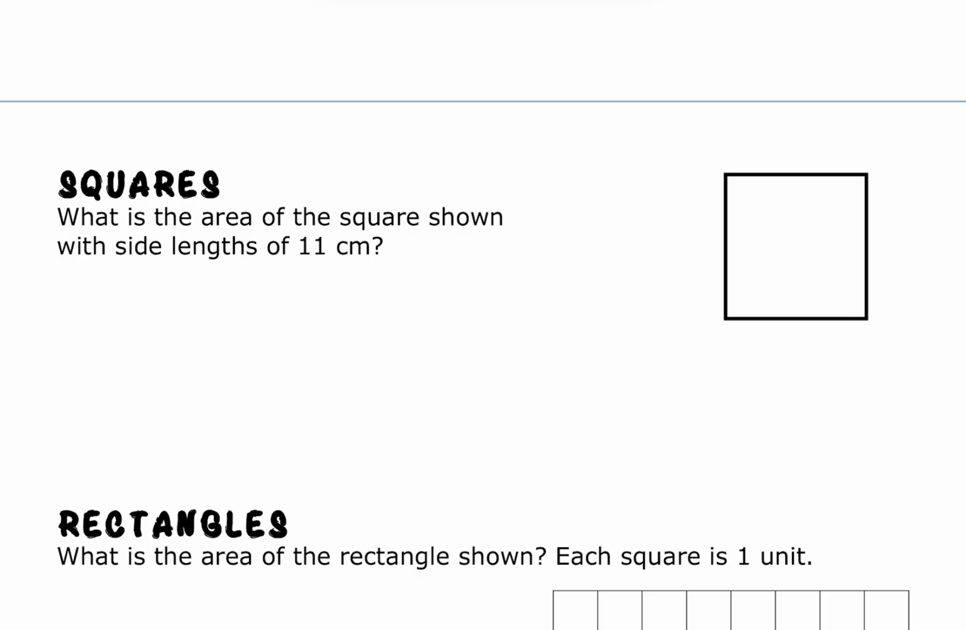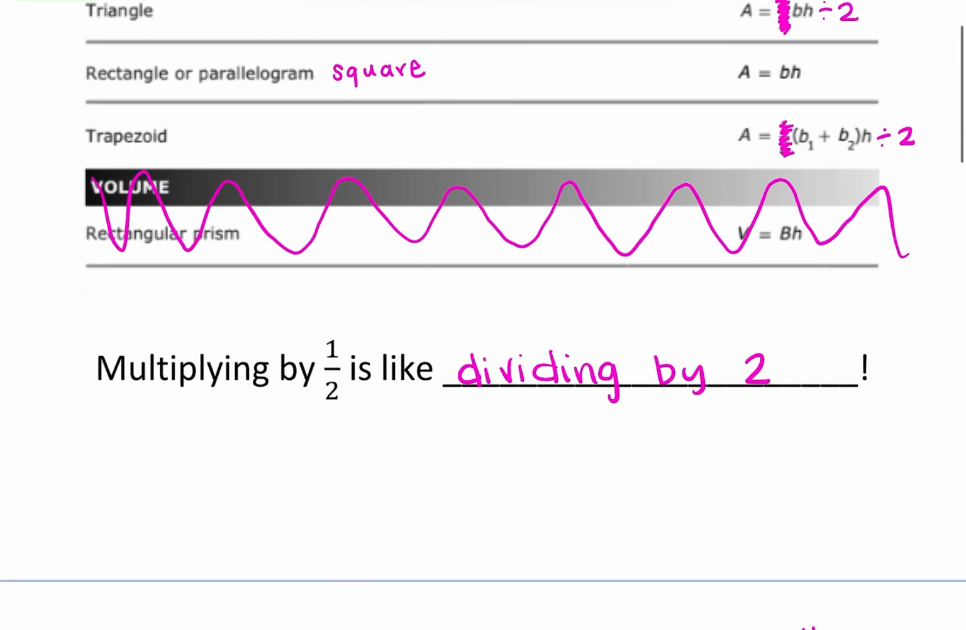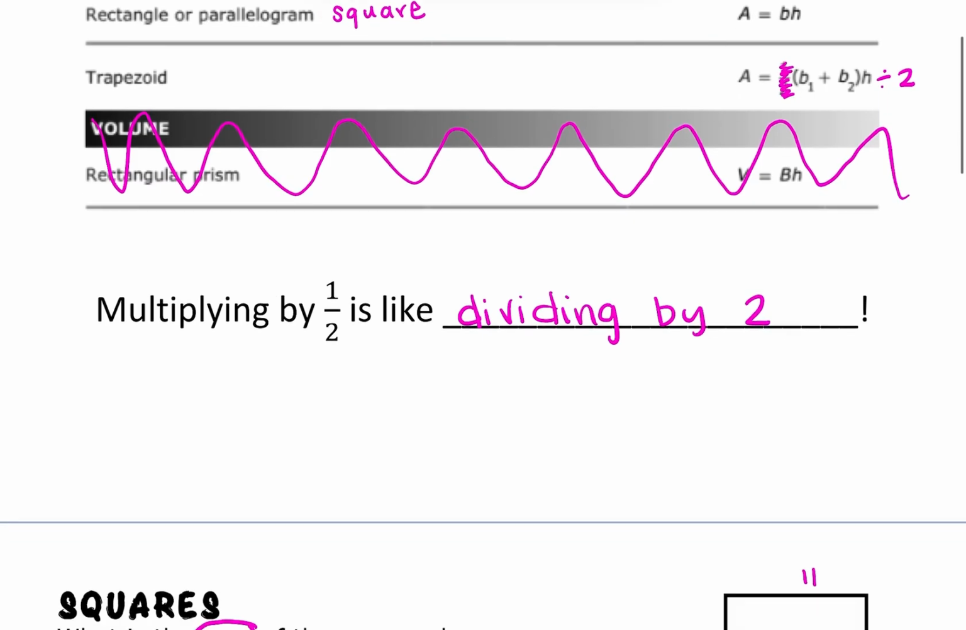So the first shape we're going to talk about is a square, okay? And hopefully we know that on a square, all the sides are the same. So it says, what is the area? And again, it's going to say area of a square shown with side lengths of 11 centimeters. So if one side is 11, that means this side is 11, this side is 11, and this side is 11. So area of a square, we are going to WTF, write the formula.